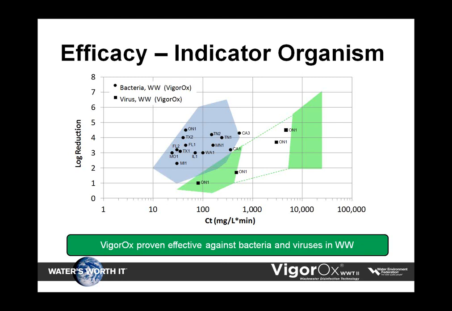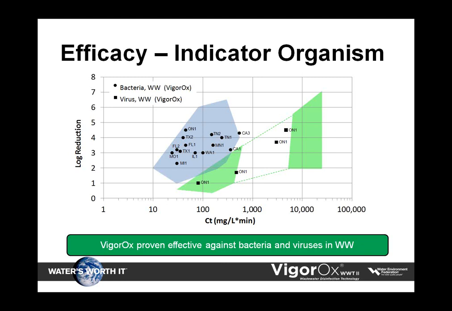Let's now look at the Vigorox bactericidal data shown here as black circles. As you can see, the Vigorox data points are also fairly consistent with the literature data. But one important thing to note is the wide range of CT values that could deliver a given log reduction.